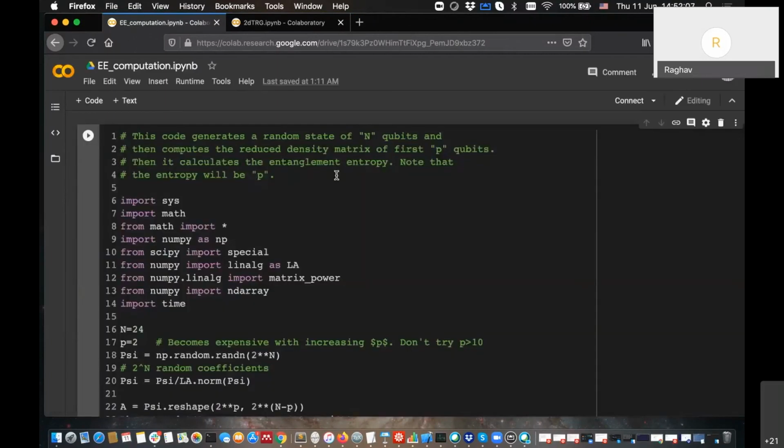What this code does is generate a random state of n qubits. So n qubits is just n spin-half objects, for the purposes of this exercise: spin up or spin down, n of them. So the size of the Hilbert space is 2 to the n, as we discussed at the start of the first lecture. And then we'll compute a reduced density matrix of the first p qubits, and we'll see that the entanglement entropy of the first p qubits is exactly equal to p, right?